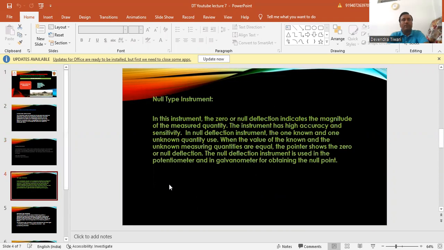So what is null type instrument? In this instrument, the zero or null deflection indicates the magnitude of the measured quantity. The instrument has high accuracy and sensitivity. In the null deflection instrument, one known and one unknown quantity are used. When the values of the known and the unknown measuring quantities are equal, the pointer shows zero or null deflection. The null deflection instrument is used in the potentiometer and in the galvanometer for obtaining the null point.